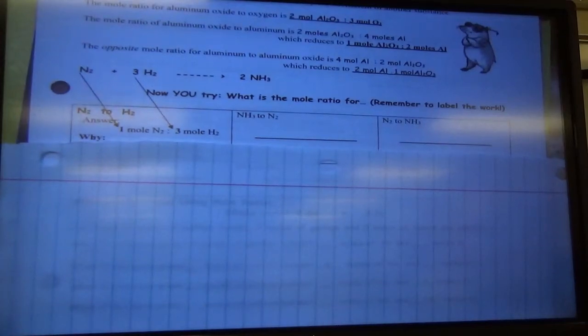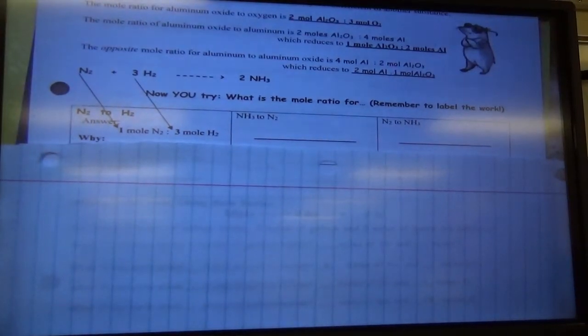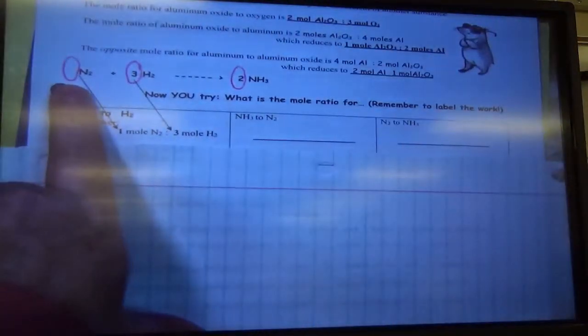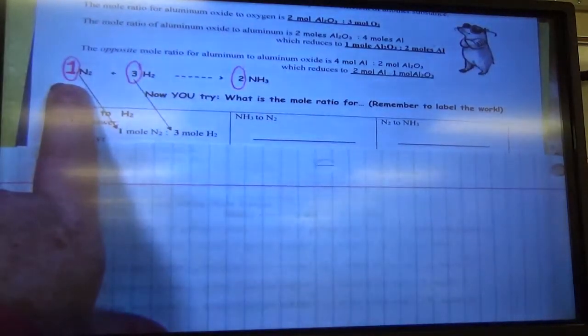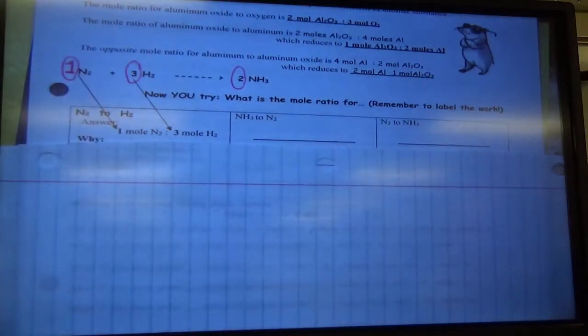Okay, so how do mole ratios work? Remember that we're going to look at coefficients, and we know that coefficients are the numbers in front. And notice here, there's no number. If there's no number, what is the coefficient? 1. Good job, Deja. If there's no coefficient, it means 1. Clear? Very important.